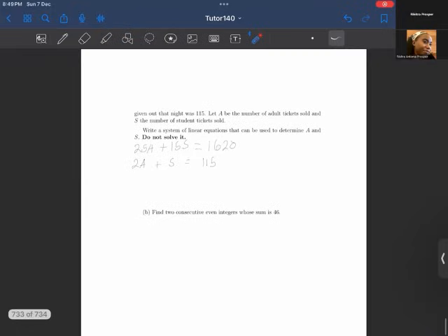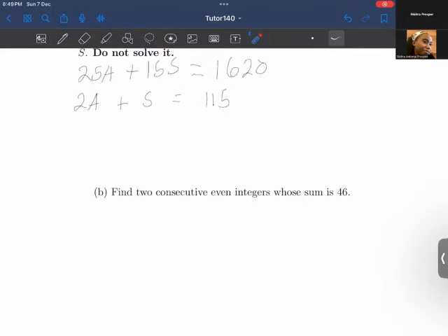Find 2 consecutive even integers whose sum is 46. Now, with consecutive numbers, they could say, find 2 consecutive even integers, find 2 consecutive odd integers, find 2 consecutive integers. Whichever it is, you have to know how to approach each one. Consecutive means one after the next. So which even numbers that are one after the next could sum up to give you 46?